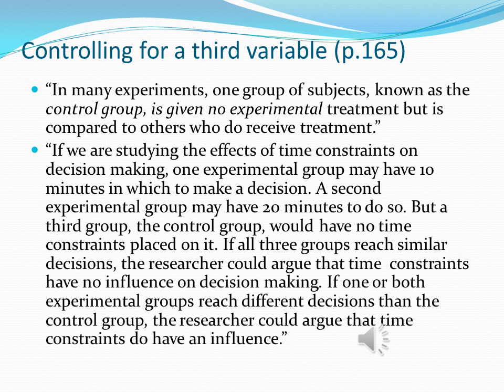In the next bullet point, if we are studying the effects of time constraints on decision making, one experimental group may have no minutes in which to make a decision. A second experimental group may have 20 minutes to do so. But a third group, the control group, would have no constraints placed on it. If all three groups reach similar decisions, the researcher could argue that time constraints have no influence on decision making. If one or both experimental groups reach different decisions than the control group, the researcher could argue that the time constraints do have an influence.